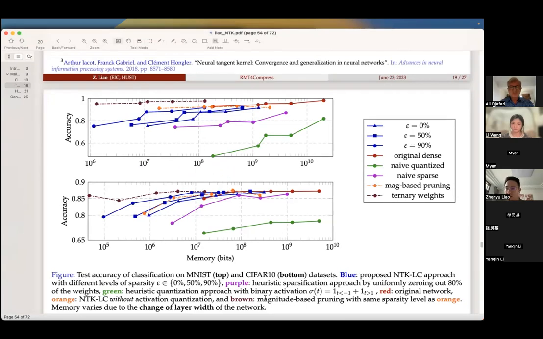But there are many other ways to do this. For example, you can have the structure of the network totally unchanged, and only compress the weights, the parameters. And there are quite a few ways to do this.